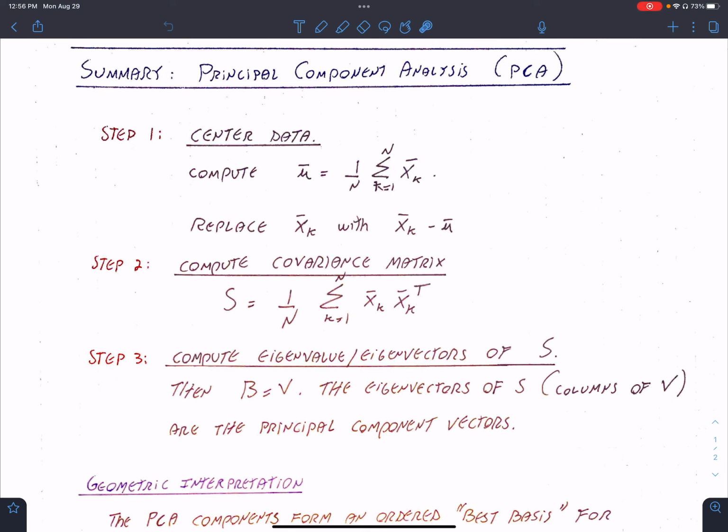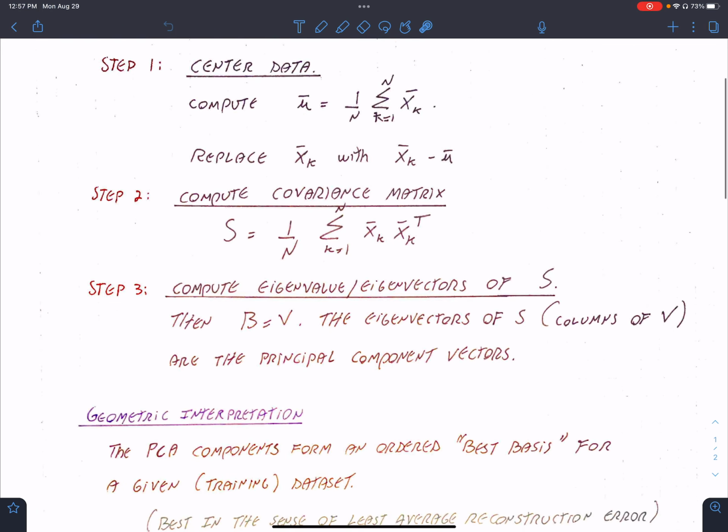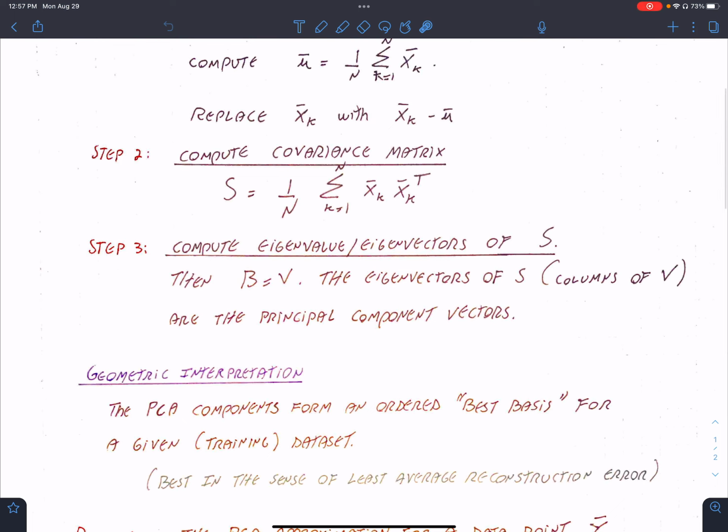So let's look at the summary of the principal component analysis, or PCA technique, as we have seen so far. As we just derived it, it's composed of 3 steps. Step number 1, once again, we center the data, which means we compute the mean and subtract the mean from each data point. Now we use this zero mean data set to compute the sample covariance matrix, which is the average of the outer product of each data point.